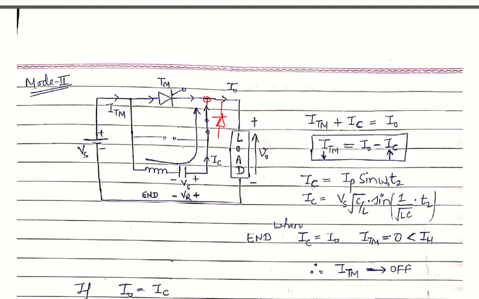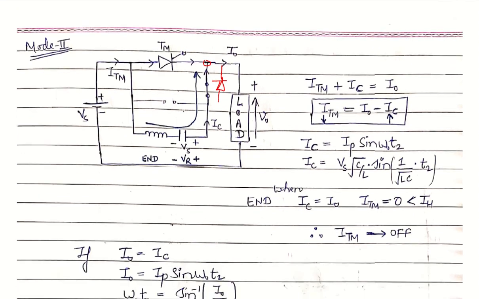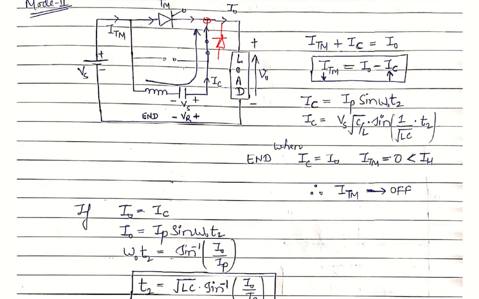What is the expression of the charging current? Now the current IC will be flowing as per the reference polarity. So IC equals IP sin omega naught T2, because the second mode time is T2. What is IP? IP equals Vs root C by L. This is the peak value of the current, and omega naught equals 1 upon root LC. So when IC equals I naught, then ITM equals 0, which is less than the holding current. So thyristor Tm is in off condition. After this second mode, thyristor Tm will be in off condition.